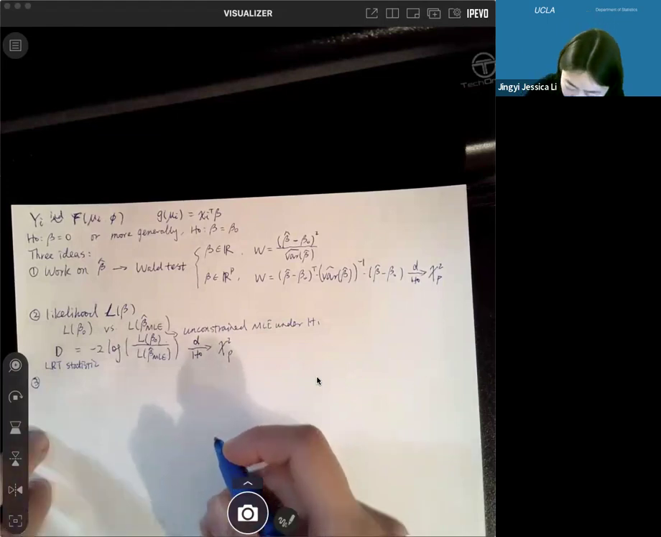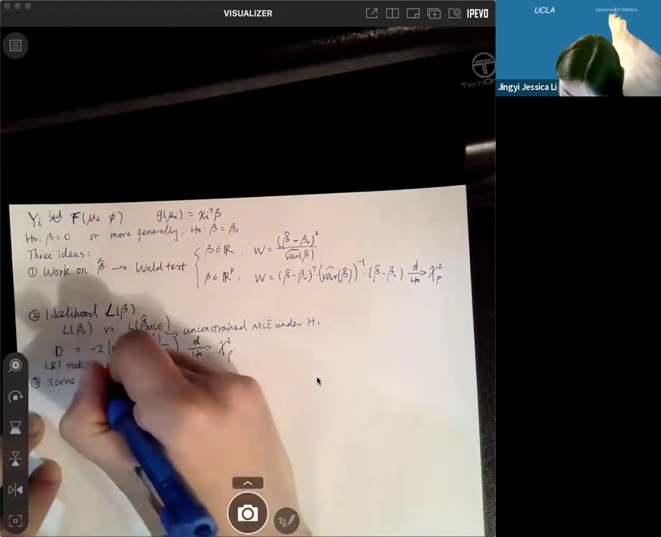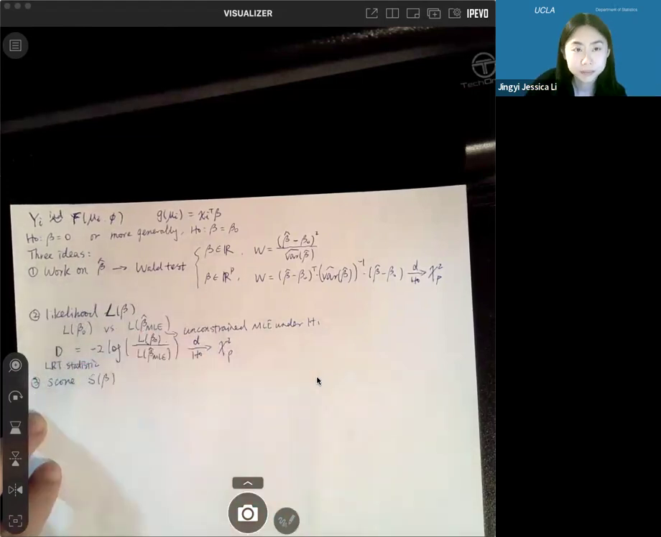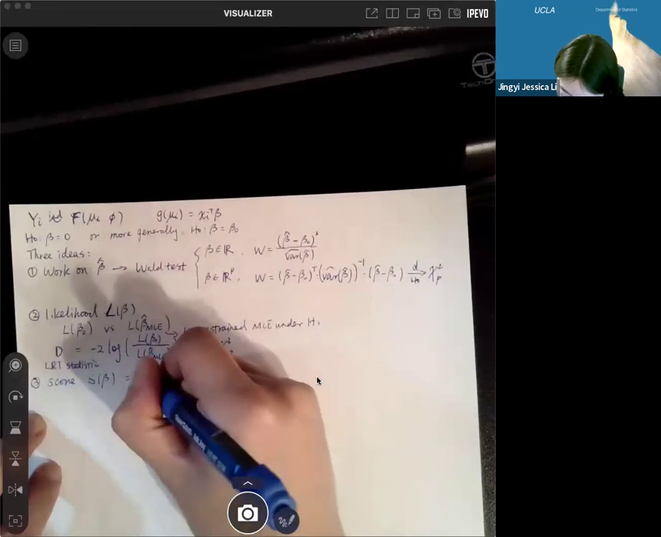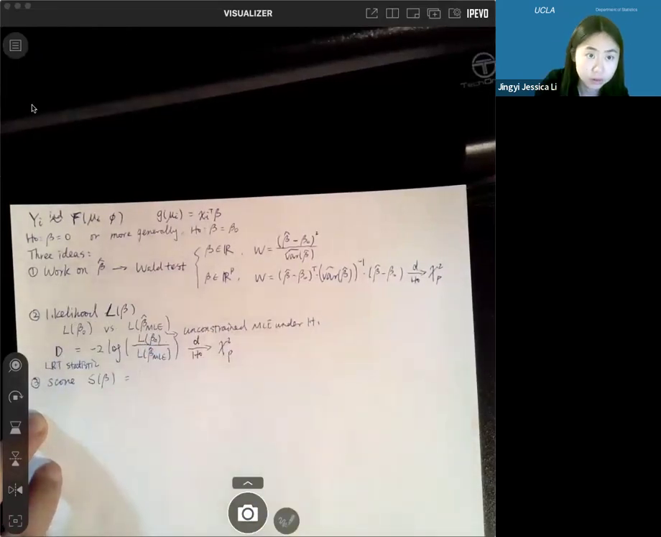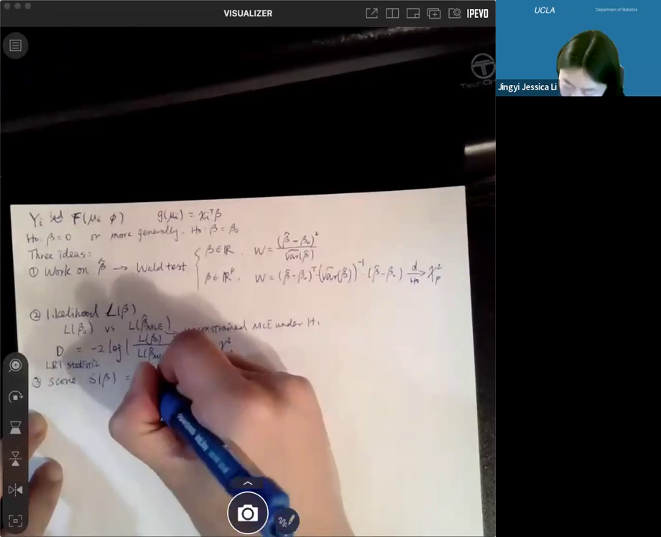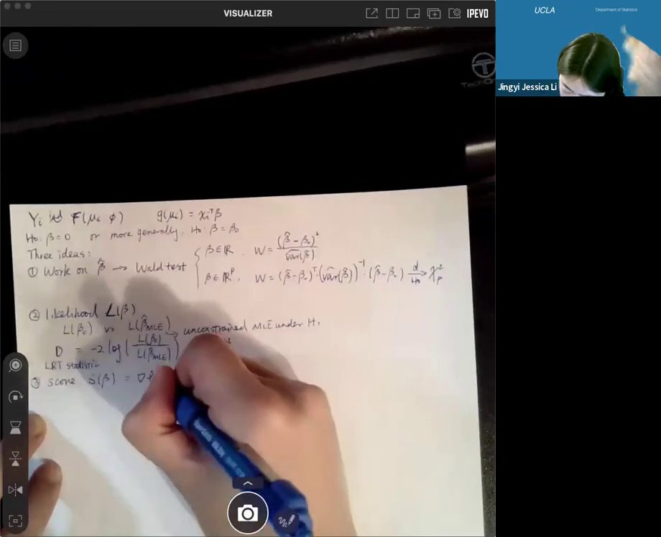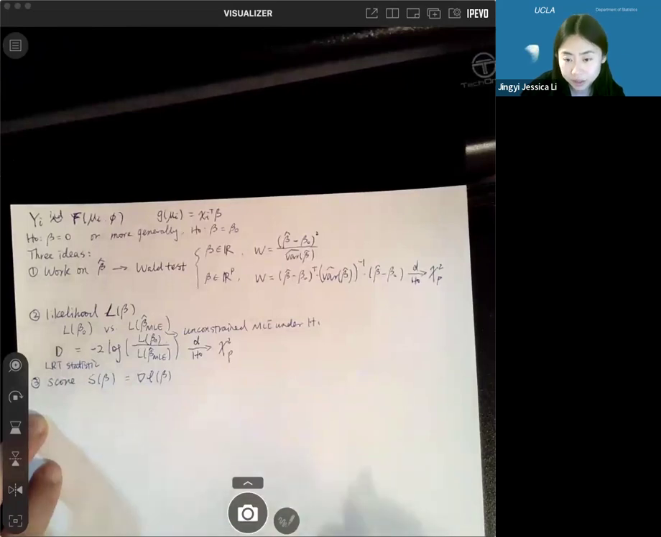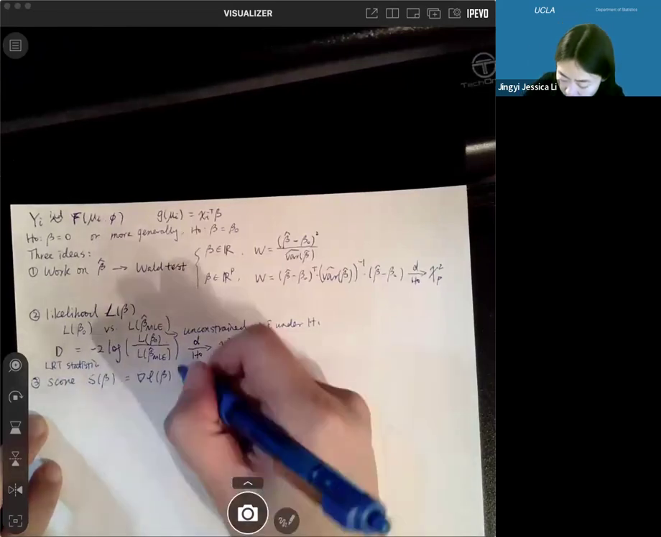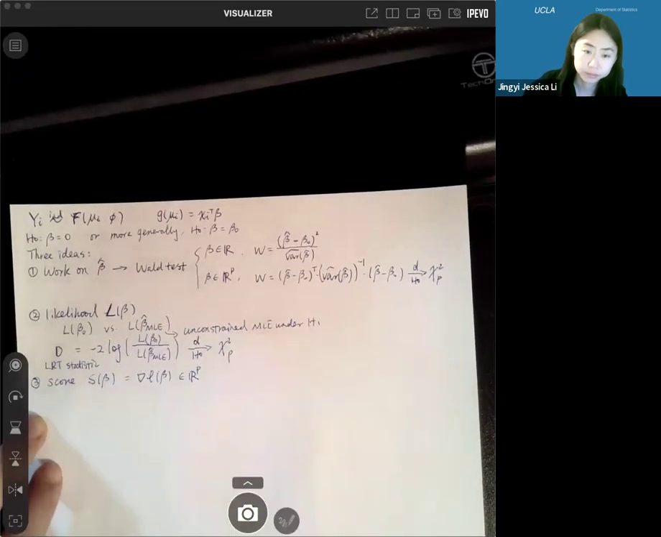Okay, and the third idea, which we didn't talk about, but I hope to introduce today, is to focus on the score S(beta). If you remember, what's the definition of the score? It's defined as the gradient of the log likelihood. Using our previous notation, we take the gradient of the log likelihood of beta. So this score is itself p-dimensional.